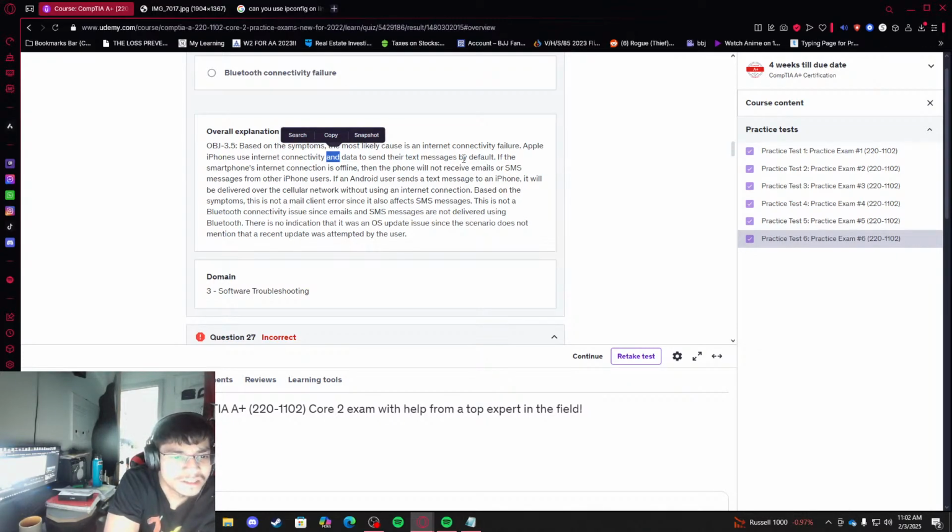Based on the symptoms, this is not a mail client error since it also affects messaging. It's not Bluetooth since it affects emails. There's no indication it was an OS update issue since the scenario does not mention that a recent update was attempted by the user.